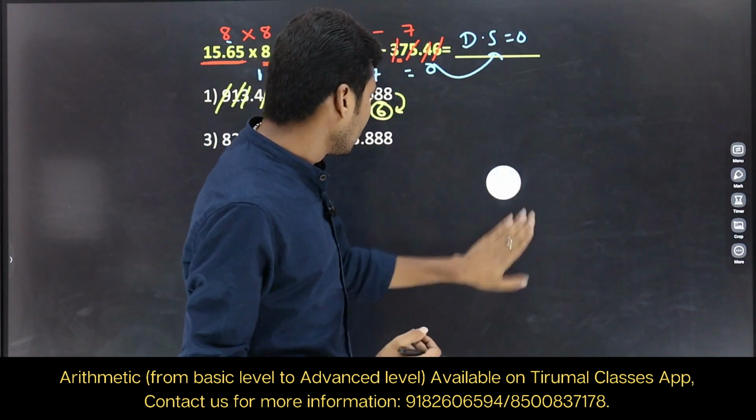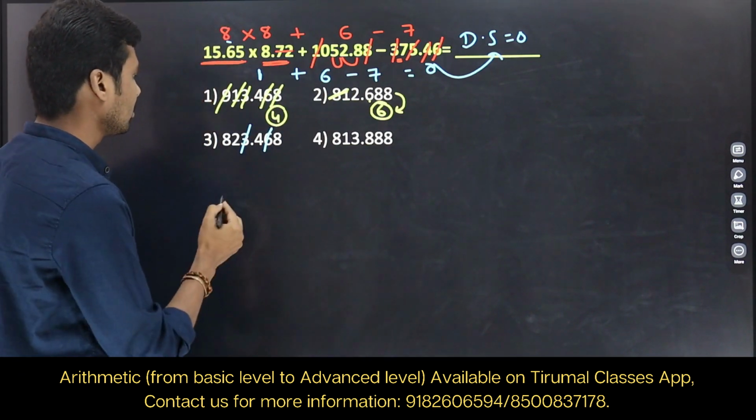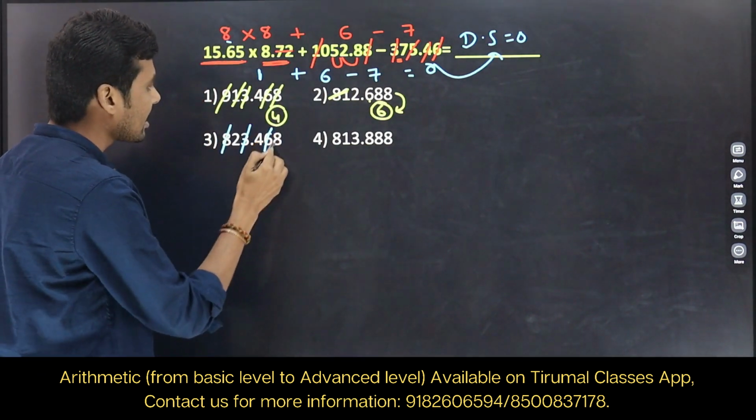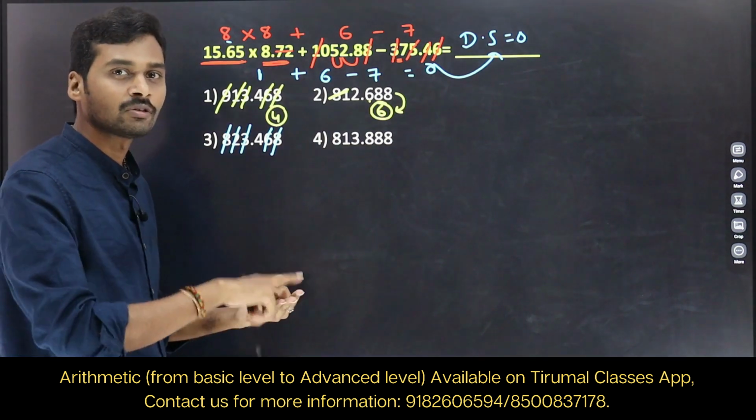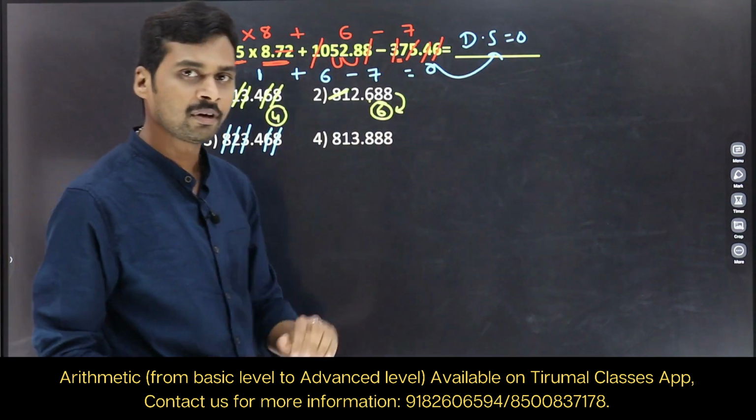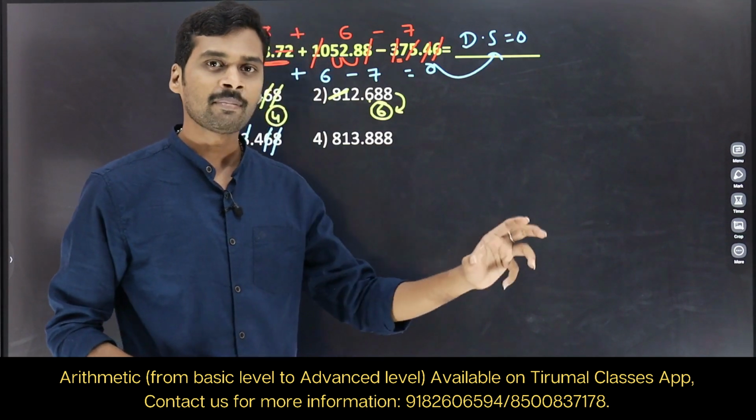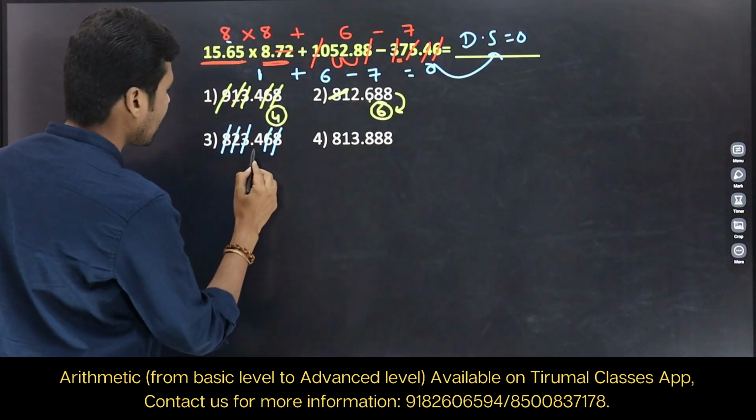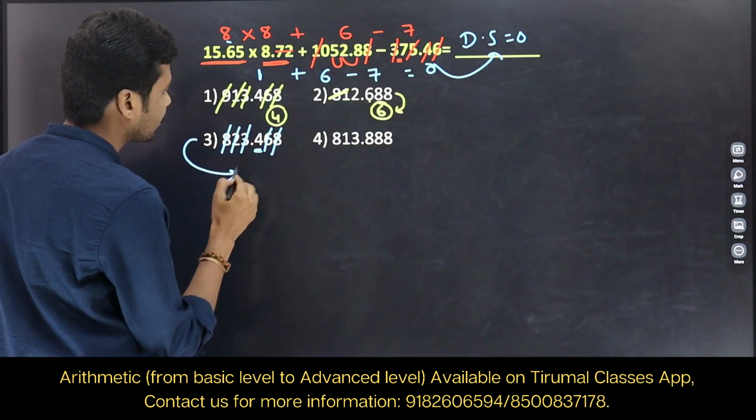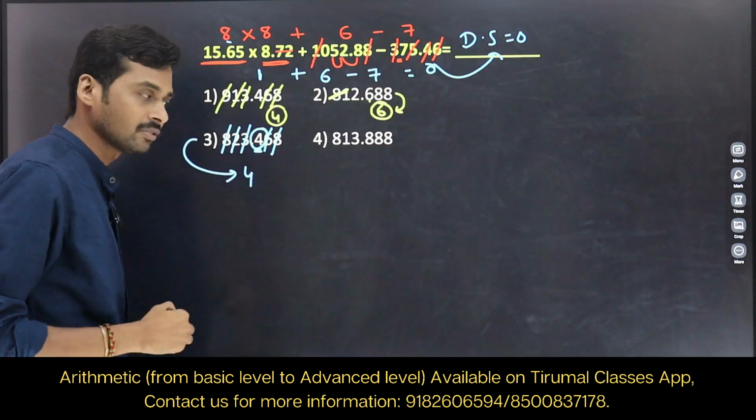Now see the remaining numbers: 8 plus 8 plus 2 is 18. 18 is a 9 multiple. Whether you get the digit sum as 9 or a 9 multiple, immediately you can cancel out that sum. So what is the remaining number? The remaining number is 4. So the DS of the third option is 4.